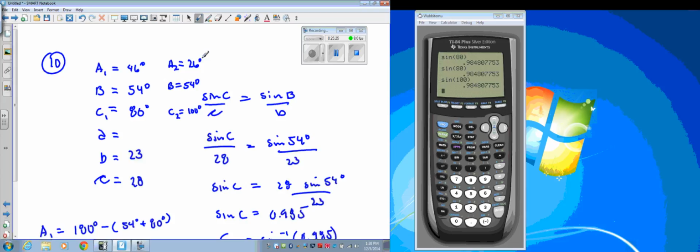So what are the two possible triangles? One is a triangle that has 46 degrees at A, 54 degrees at B, and C at 80, or the other one is A is 26 degrees, B is 54 degrees, and C is 100. So two triangles. There's two triangles.